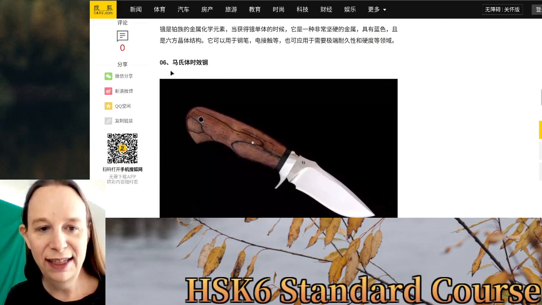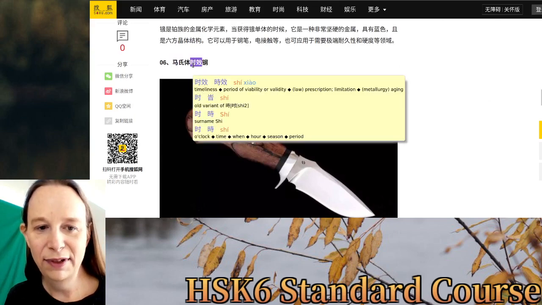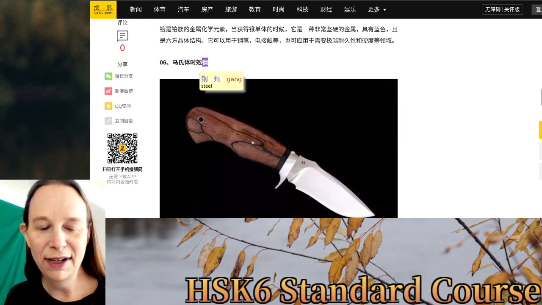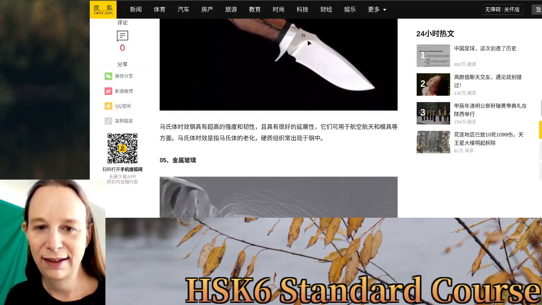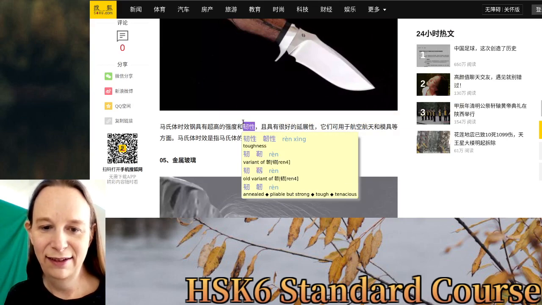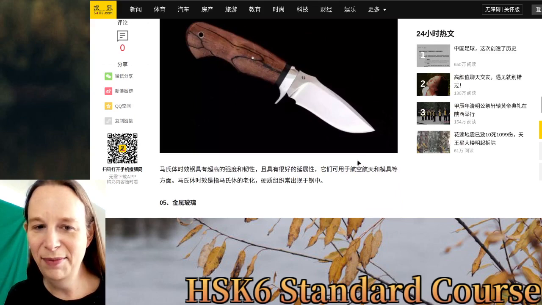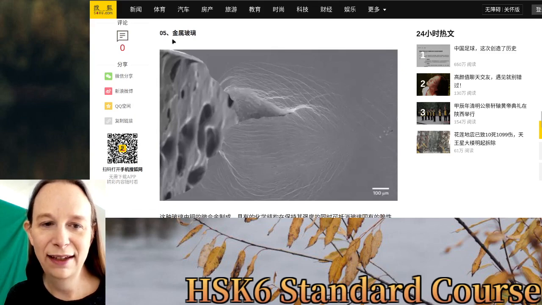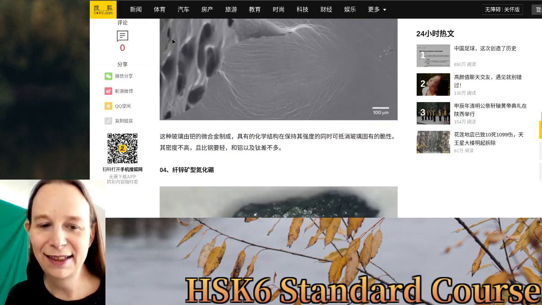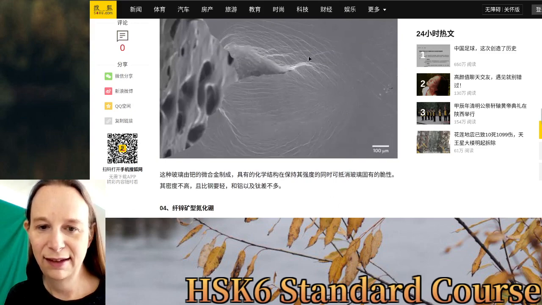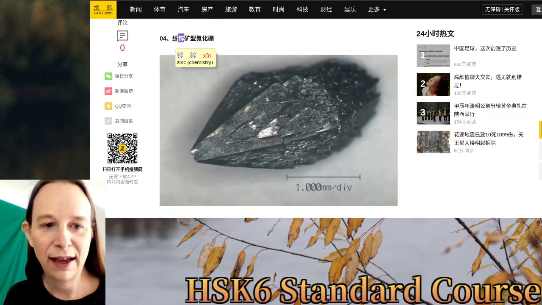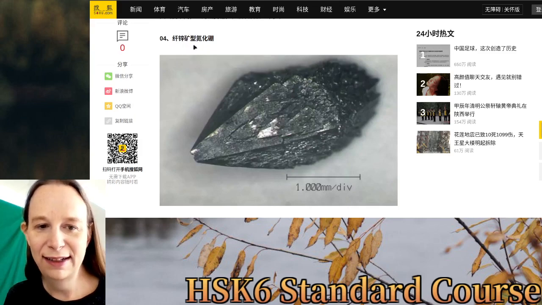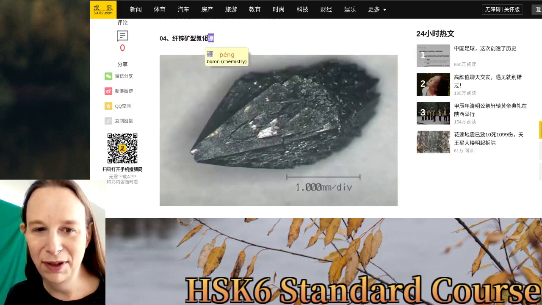Okay, 麻是蹄. Wait, 麻是蹄. 时效钢. So this knife is especially. But what is the material though? Anyway. 金属玻璃. Metal glass? What is metal glass? I don't know. What is this? Xin. Xin xin. Okay. Xin xin kuang. Xin. Dan hua peng. Peng is boron.